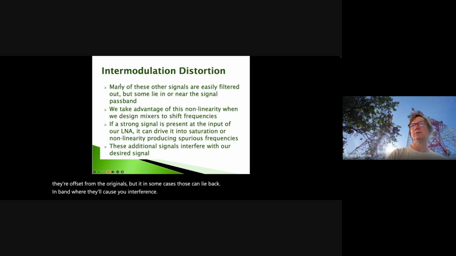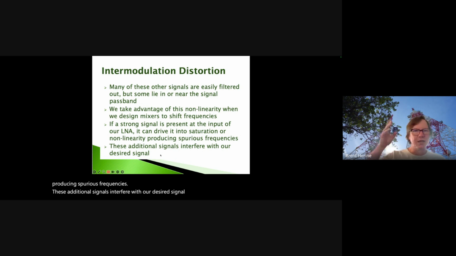Stated in this way, many of these signals are easily filtered out, but some lie in or near the signal passband in the subsequent filters, right? So we take advantage of this nonlinearity when we design mixers to shift frequencies, but let's say in an LNA, a strong signal is present at the input, it can drive it into saturation or nonlinearity, producing spurious frequencies. These additional signals interfere with our desired signal, right?